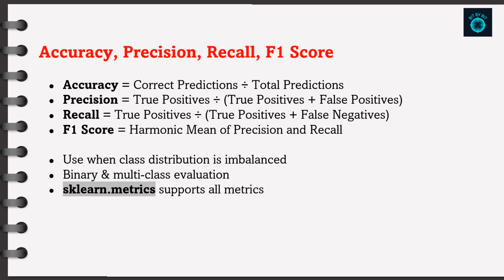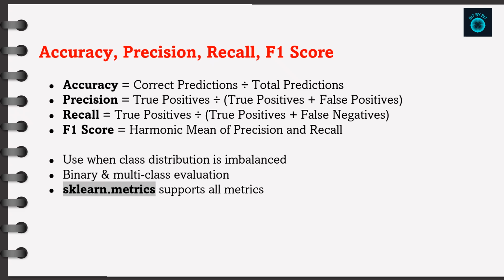Accuracy is the number of correct predictions divided by the total number of predictions. It works well when all classes are balanced. Precision measures how many of the predicted positives are actually correct. It is calculated as true positives divided by the sum of true positives and false positives. High precision means fewer false alarms.